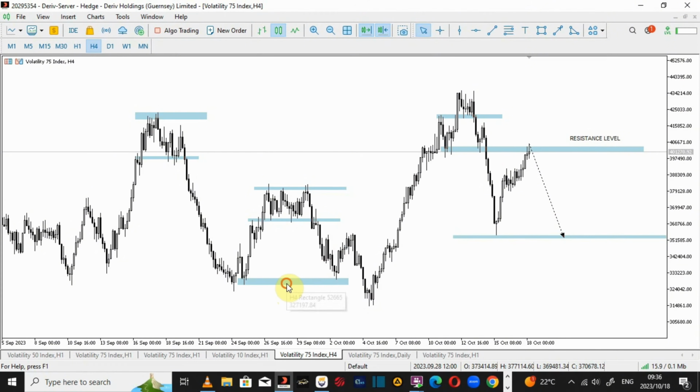So this is actually a guideline to people that are looking on trading VIX 75, because not everybody knows VIX 75. A few people are familiar with VIX 75.